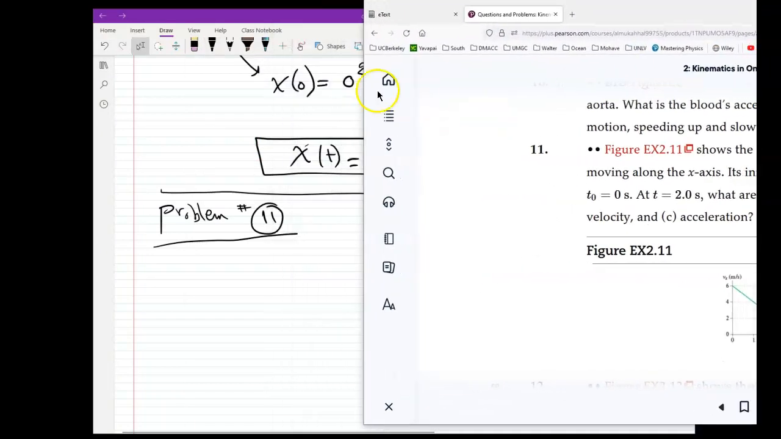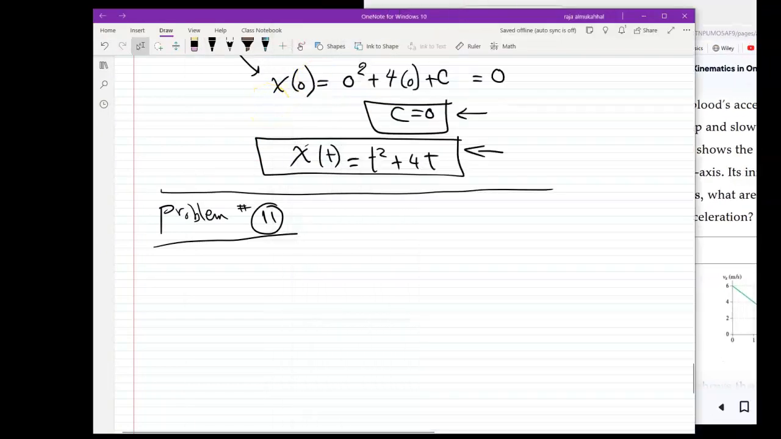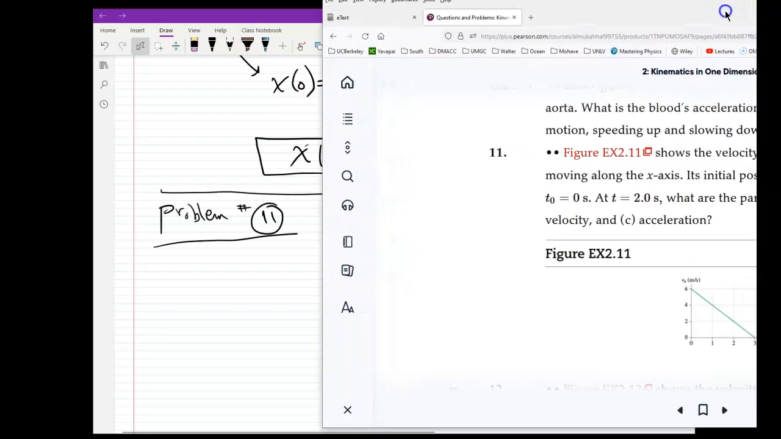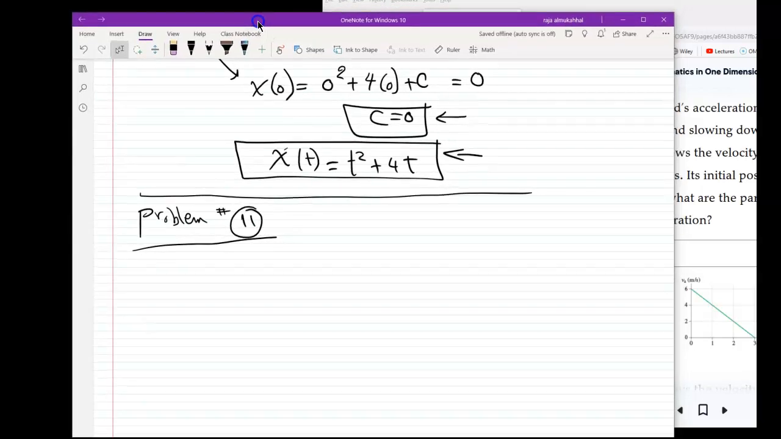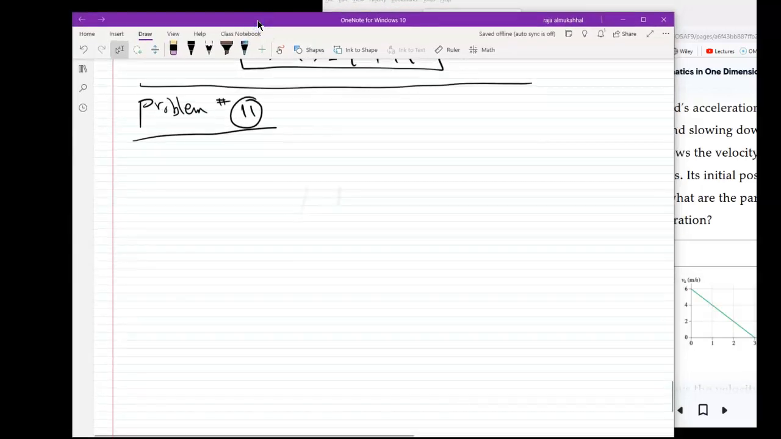I'm going to move it to the side. Hopefully you'll be able to see it. I think it's chopped off. Right there, I have to move this a little bit like this. Okay, so let's do it.